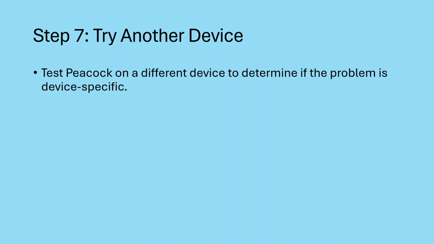Now, step 7. Try another device. You can test Peacock on a different device to determine if the problem is specific to your device.